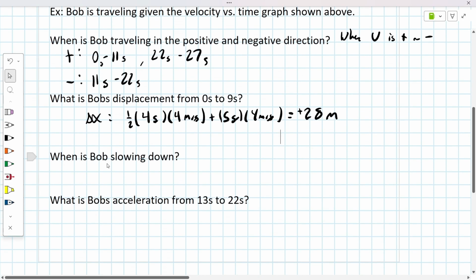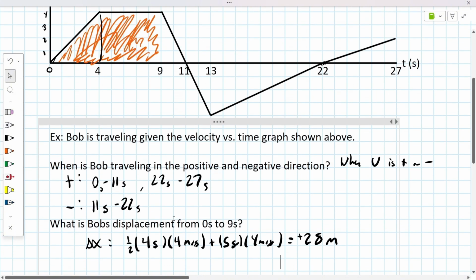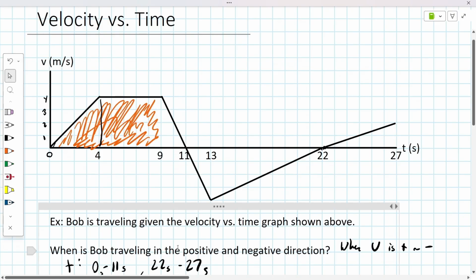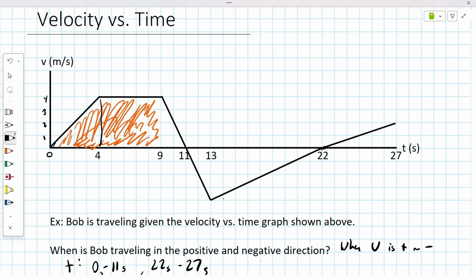Alright, so where is Bob slowing down? I think this was the most tricky for people, because it's not as easy to tell when he is slowing down, since it's not just negative or positive. You might think, oh, when it's negative, but here it's in the negative direction. It doesn't mean it's going down. So we want to look at when the velocity, when the speed, is decreasing.